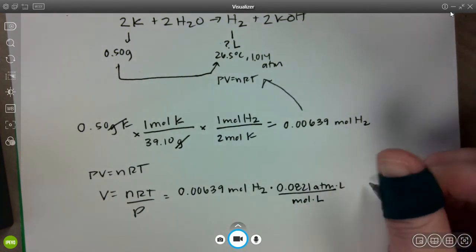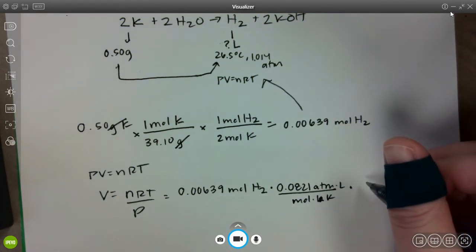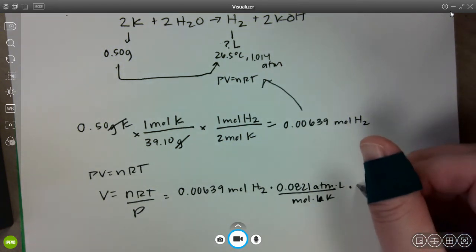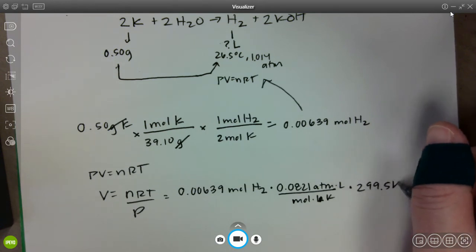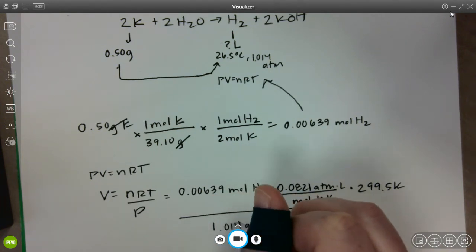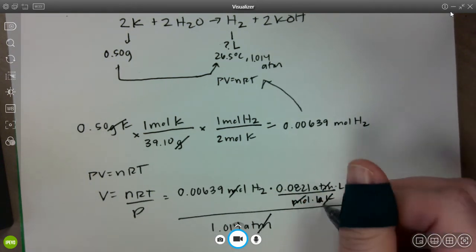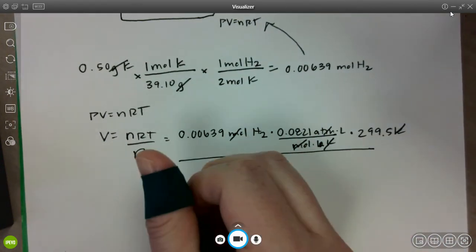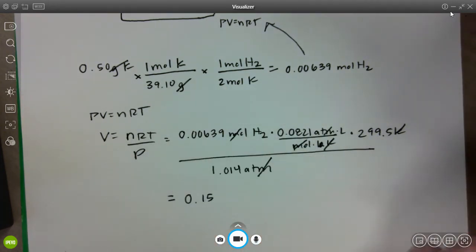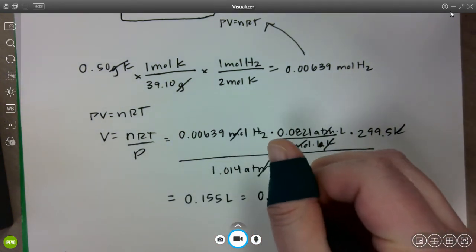Again, watch your units here. Oops, as I do them wrong. Okay, so 26.5 degrees Celsius in Kelvin is going to be 299.5 Kelvin. And then my pressure was 1.014 atmospheres. Units of moles cancel, atmospheres cancel, Kelvin cancel, and we are left in liters. If I put this all into my calculator, I get a volume of 0.155 liters. And so if I want to do the rounding now, I would go to 0.16.